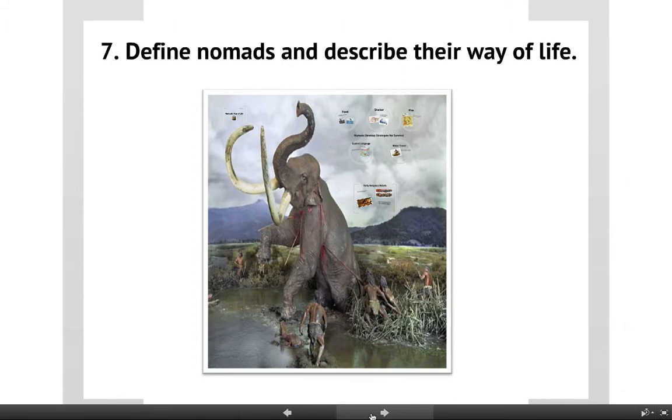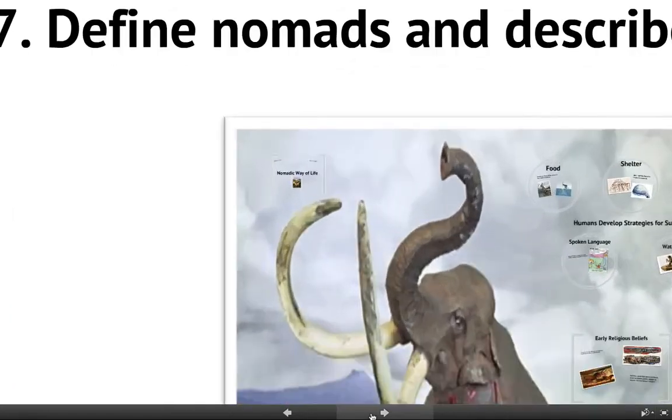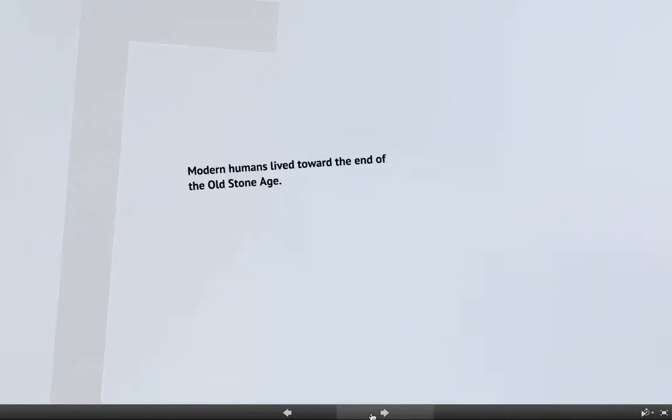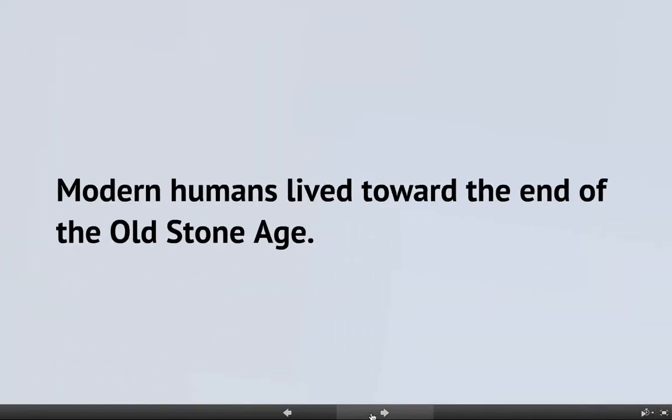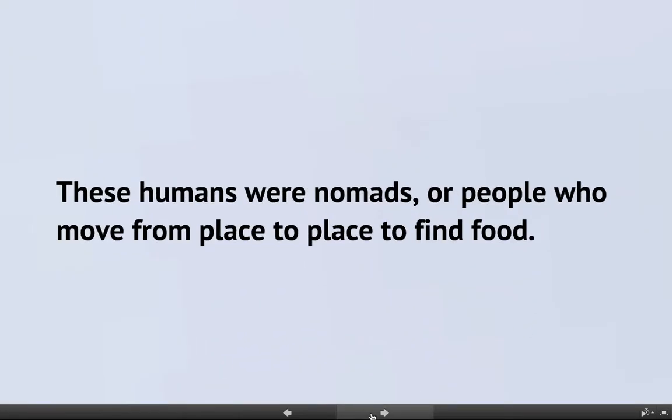All right, our next objective is to describe what nomads are, so define nomads and describe their way of life. So nomads, okay, modern humans lived toward the end of the Old Stone Age. These humans were called nomads, or people who move from place to place to find food. Right, that's the big part of that. They moved from place to place so that they could find food. You had to eat every day. Right? The way nomads got their food was from hunting and gathering.